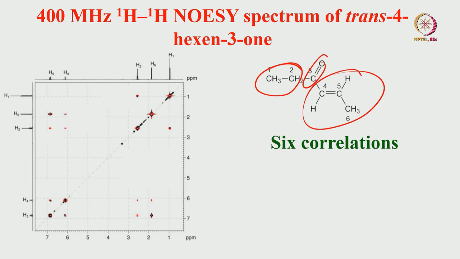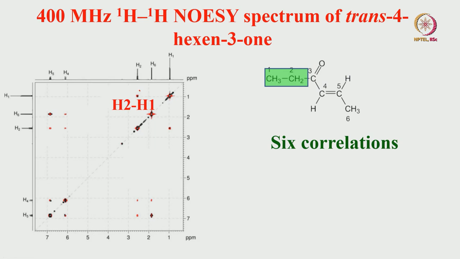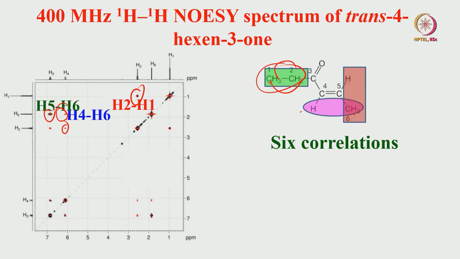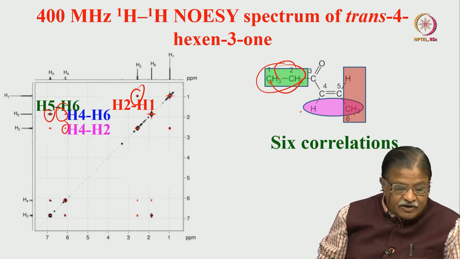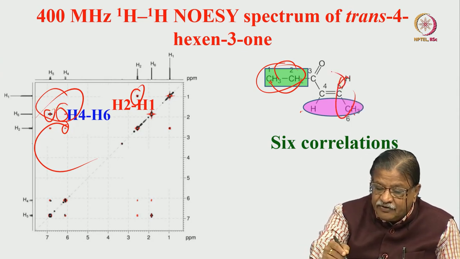We will use the NOESY now to get the confirmation. Basically, what you need to come to know is whether these are trans or cis to each other. And if you see the NOESY, there are several correlations here. One, CH3 to CH2, this correlation is there. H2, H1 correlation is there. And H5, H6 correlation, and H4, H6 correlation is there. This is fantastic. These H4, H6 correlations tell me that H4 and H6 are on one side of the double bond, whereas the H2 correlating to H1, they are on the other side. And then further you are going to get H4, H6 correlations, H5, H6 correlations, and H5, H2 correlations are seen.